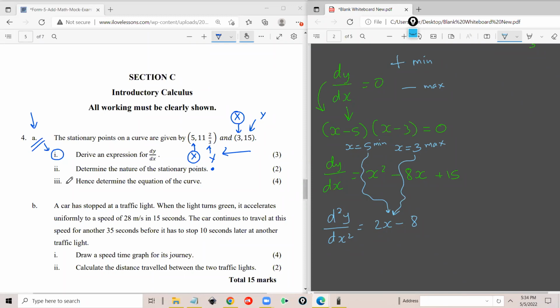Now you just have to do this last part: hence determine the equation of the curve, which means you have to integrate this expression here. Because when you integrate dy/dx, going backwards, you'll get back the expression for y, but you'll end up with a plus c. You will need to solve for c. To solve for c, you can use any one of these points. My advice is to choose the easier looking point.